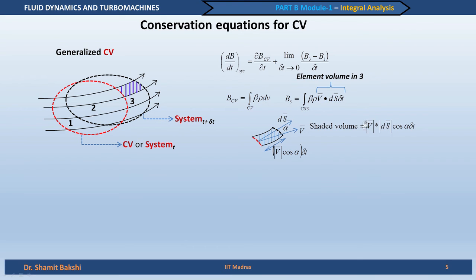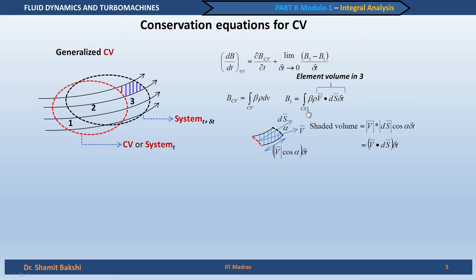So, this is the volume shown in this region. This is basically in terms of cos alpha. You can generalize and write it as V bar dot ds delta t. That is how you get this expression, V bar dot ds delta t, and if you multiply this with density, you get the elemental mass, which multiplied with beta gives the value of B in the entire region 3, and this has to be integrated over CS3.